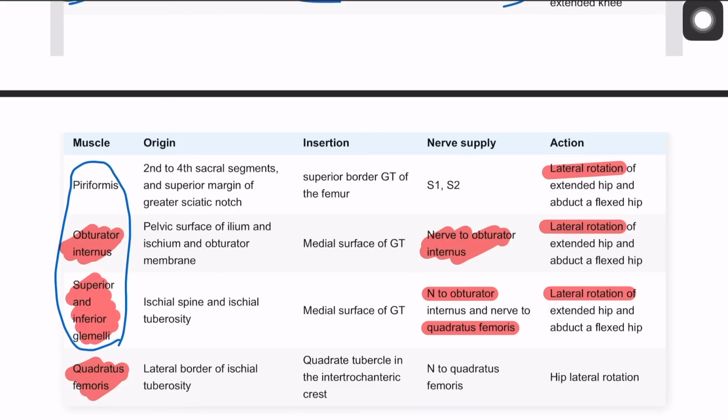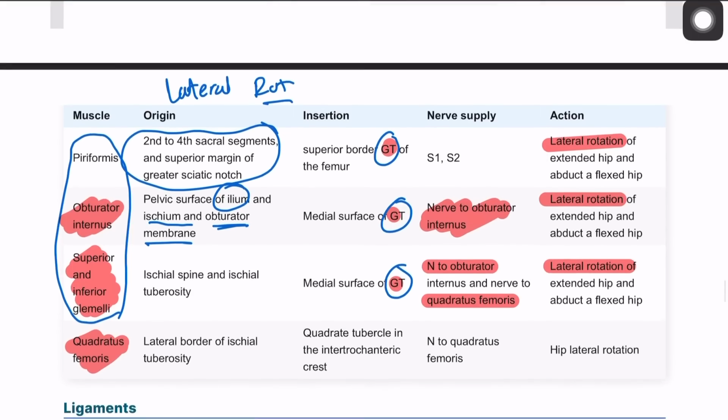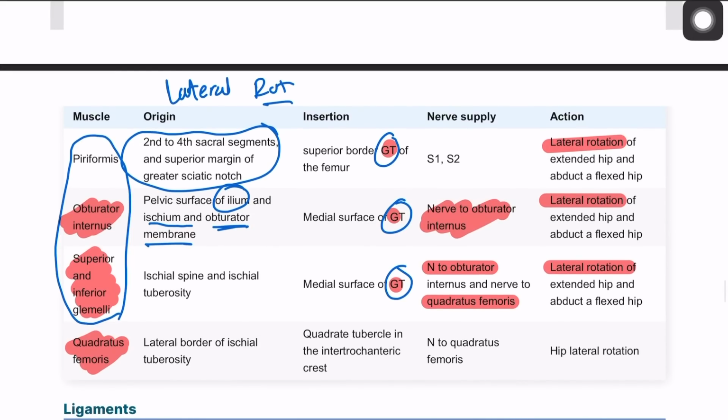In terms of piriformis, it goes to the greater trochanter as well. Usually the three muscles, because these are the lateral rotators, the hip rotators, will all go to the greater trochanter to laterally rotate the hip. And they arise from, for obturator for example, the ilium and the ischium and the obturator membrane. And for this one, just read the origin really. But these are the main tricks that you need to know about the origin and insertion of these muscles.